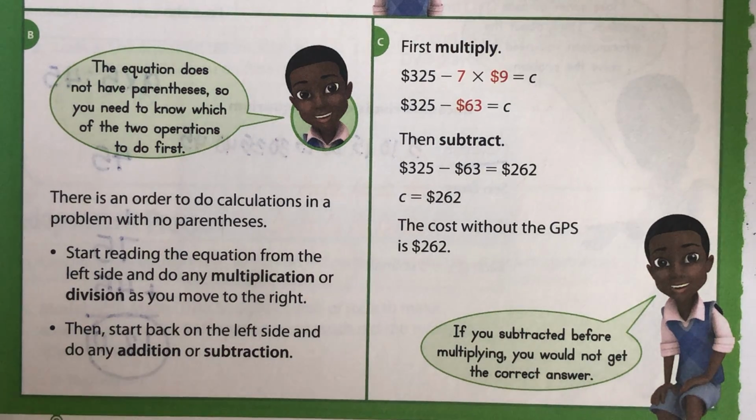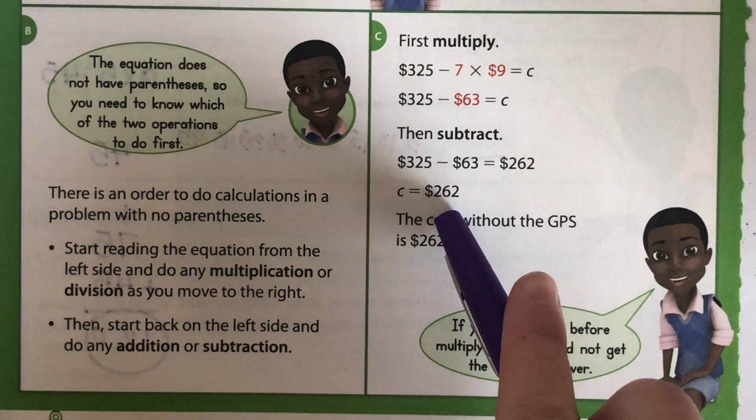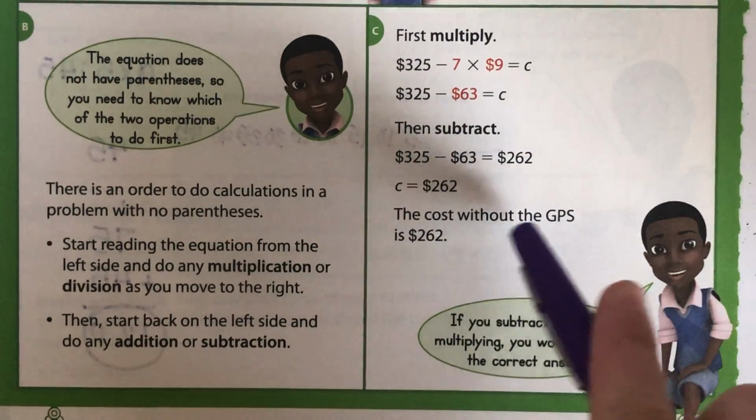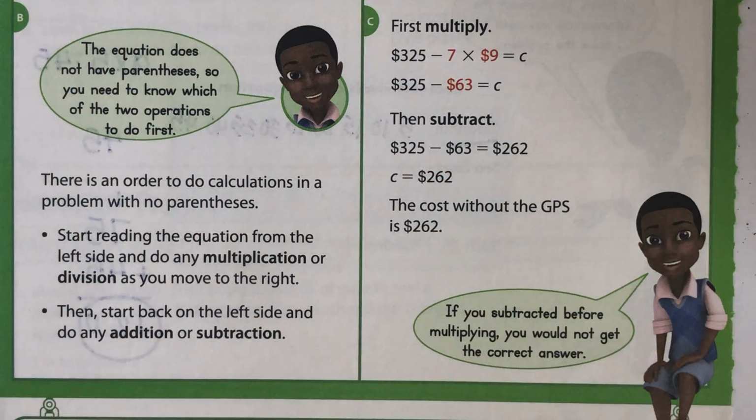There is an order to do calculations in a problem with no parentheses. Start reading the equation from the left side and do any multiplication and division as you move right. Then start back on the left side and do any addition or subtraction. First, multiply: 325 minus 7 times 9 equals C. 325 take away 63 equals C, and then subtract. You get a total of 262. The car without the GPS is 262. If you subtract before multiplying, you would not get the right answer.